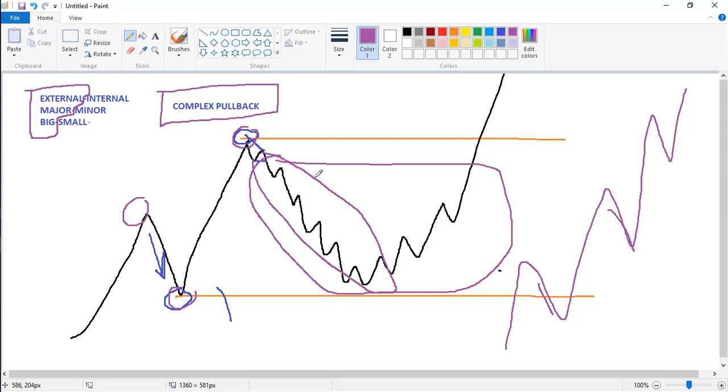Even though I'm selling here, this is a complex pullback. It does not mean that I'm bearish. It's just a complex pullback.